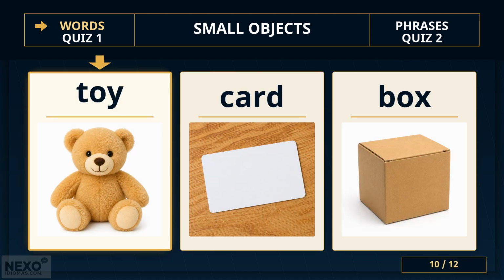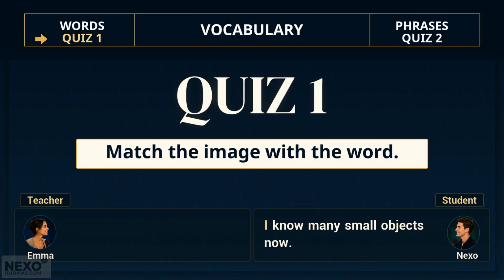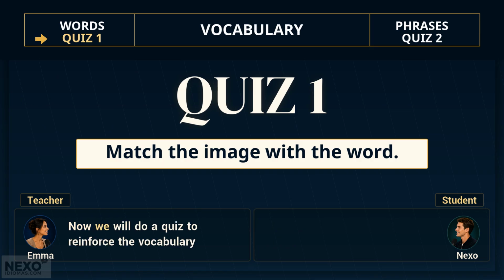Toy. Card. Box. I know many small objects now. Now we will do a quiz to reinforce the vocabulary learned.